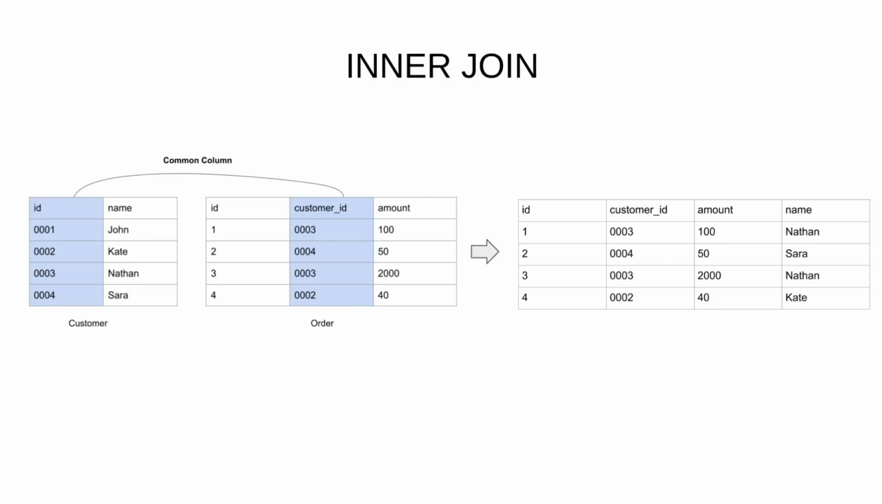As we can see here, there's 4 records in our order table and customer table. But the customer 1 didn't place any order. And we can see that the customer 1 doesn't exist in our output either. It only returns the matched values, that is 3, 4, 3, 2, these 3 values. Now let's see what is left join.